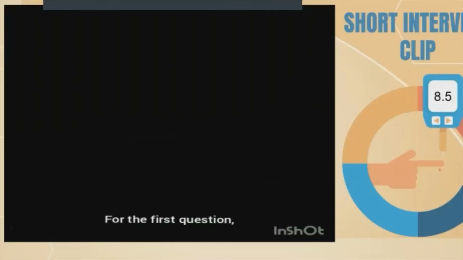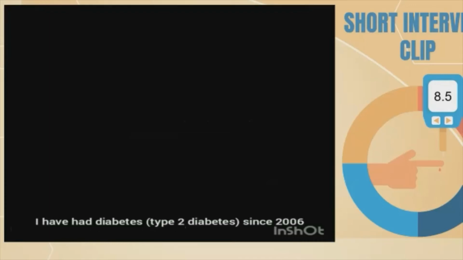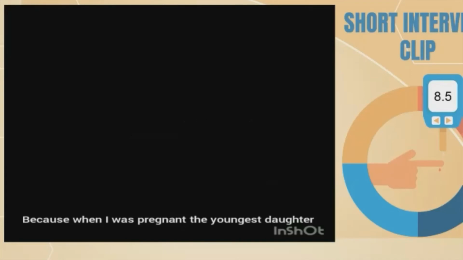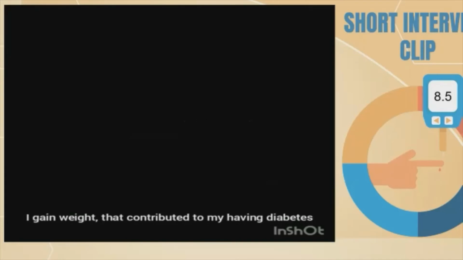For the first question, I would like to ask you how long have you had diabetes and what is the type of that diabetes? Okay. I have had type 2 diabetes since 2006. It is caused by inheritance or environmental factors. I don't think inheritance is the cause of my diabetes, because when I was pregnant with my youngest daughter, I gained weight that contributed to my having diabetes. I ate so much at that time and had no exercise.